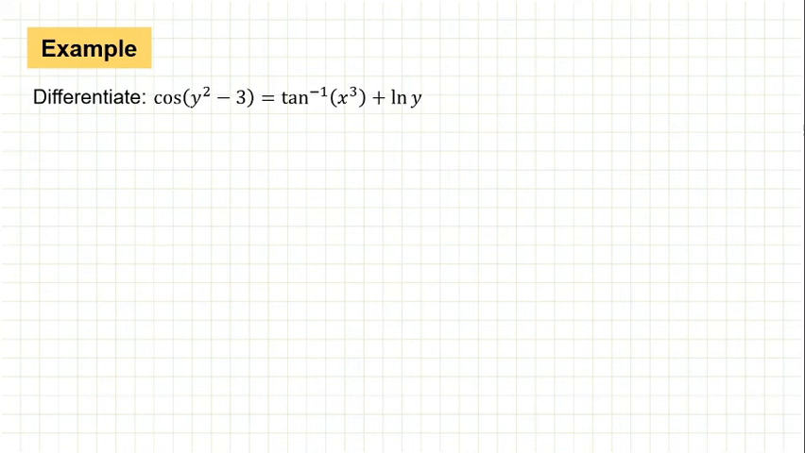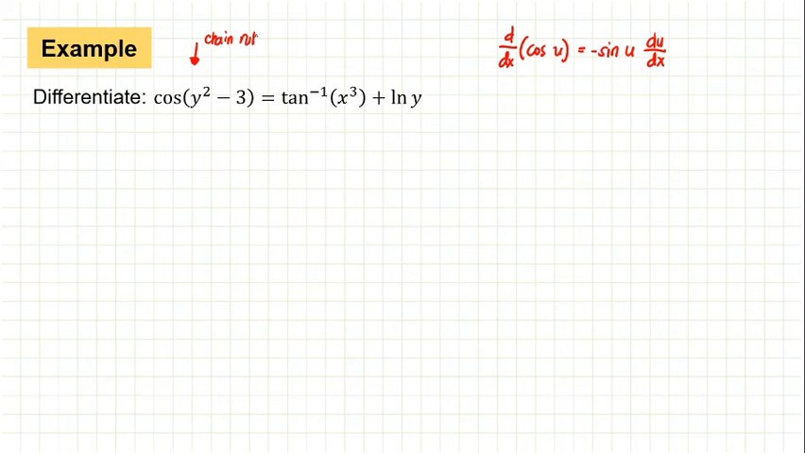Now, for the last example, we have here to differentiate cosine of y squared minus 3 equal to the tangent inverse of x cubed plus ln y. So as you can see here, we will be applying the implicit differentiation. Recall that the derivative of cosine u is just equal to negative sine u du over dx. Therefore, since our u is y squared minus 3, we will apply the chain rule.